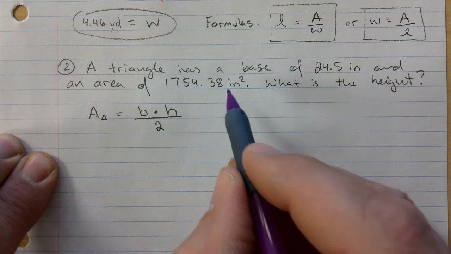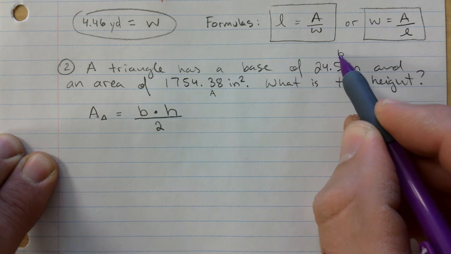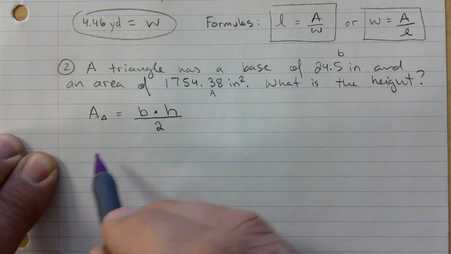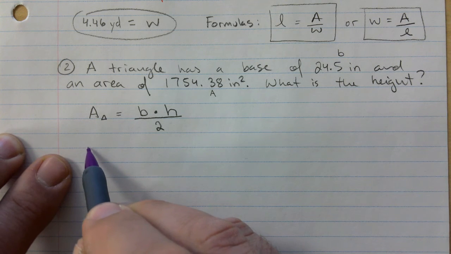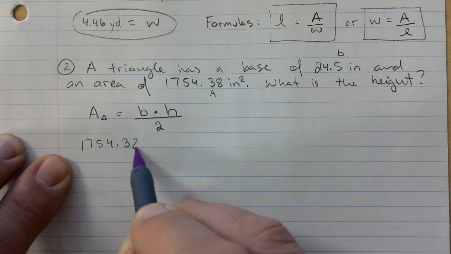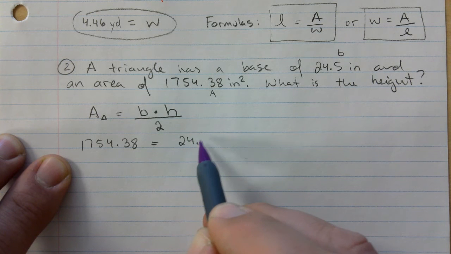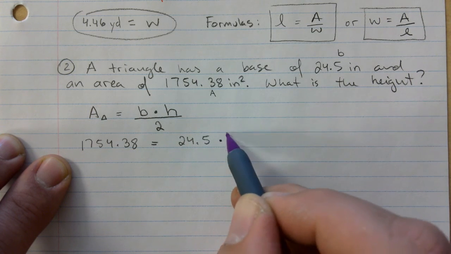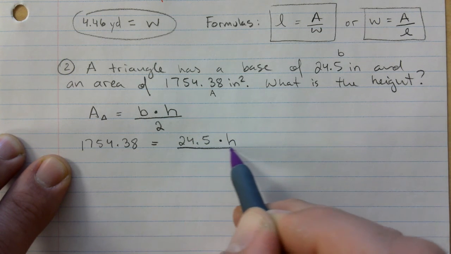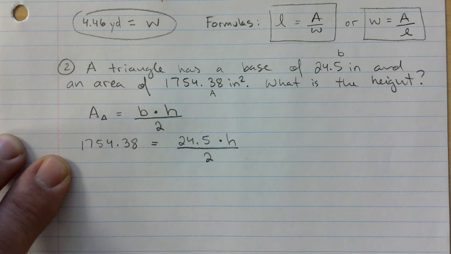Okay, so we know the area is here. We know that this is our base. So we're just going to substitute. The area is 1754.38. And on this side, we have 24.5 times height divided by 2. The 2 comes from the formula. There's nothing you can do.